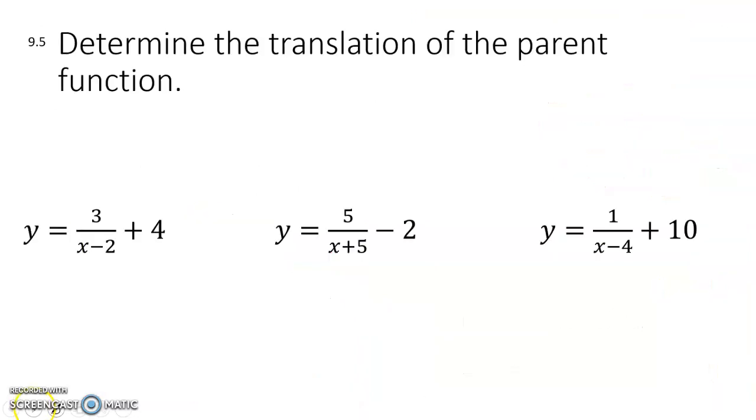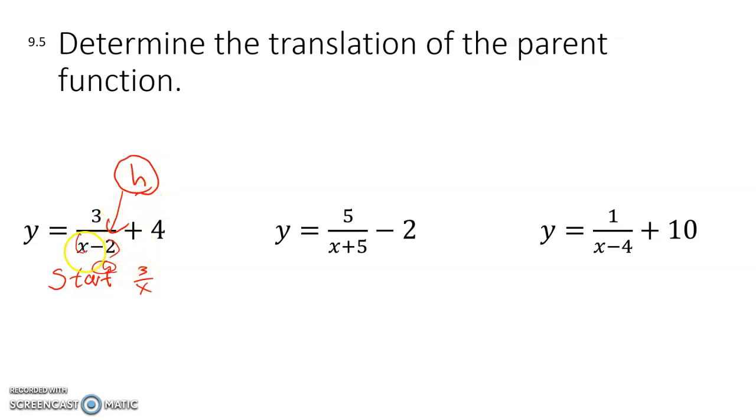Let's go ahead and work through some of these here. So let's look at some translations. So we have y is equal to 3 over x minus 2, plus 4, okay? Well, for this first one, we're starting with 3 over x, okay? So that's our original equation. And we see this x minus 2 on the bottom here. That's our h value. I'll write it up here. So that's our h value.